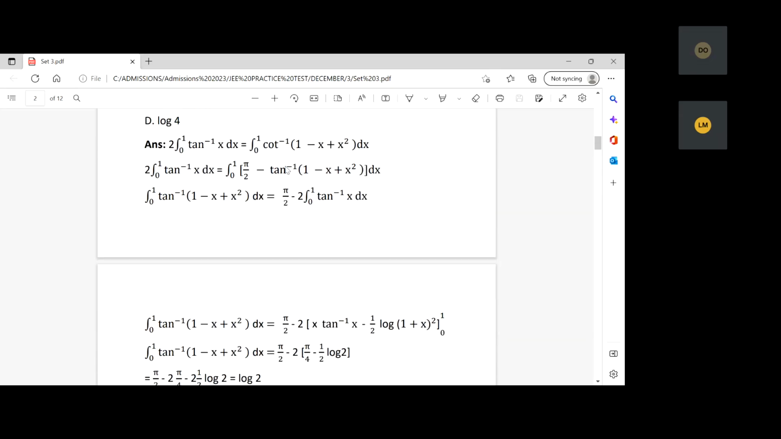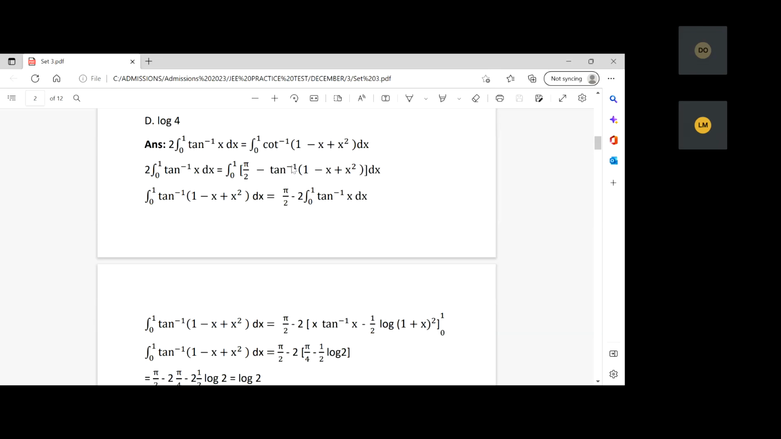Yes. What is given is this expansion. Will I be able to write this as pi by 2 minus tan inverse of 1 minus x plus x square? This is possible, right? So whatever is there in the question, you got it in just one step: 2 into integral of 0 to 1 tan inverse x dx equal to integral of 0 to 1 cot inverse of 1 minus x plus x square dx.